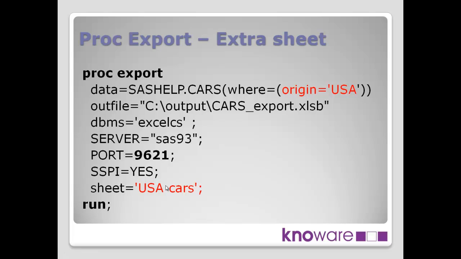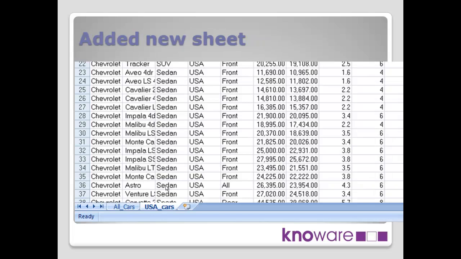When we run that, it doesn't overwrite the spreadsheet. It adds or updates the existing spreadsheet by creating this additional worksheet. So we run that, and the resulting Excel spreadsheet has now got two worksheets or two tabs. We've got the existing piece of code that created all cars, and this piece of code we just ran created a second worksheet called USA cars.